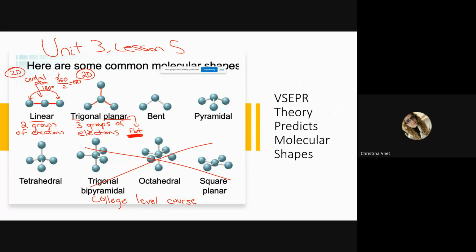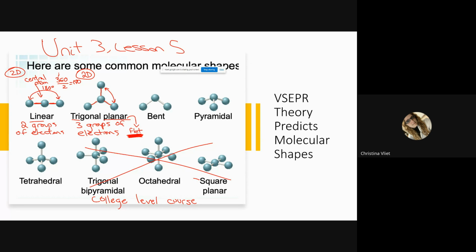All right. Can you predict, without additional assistance, what is the bond angle around any two of the atoms in a trigonal planar molecule? Can you predict what that is? What is the bond angle here between those two atoms? How can you figure that out?